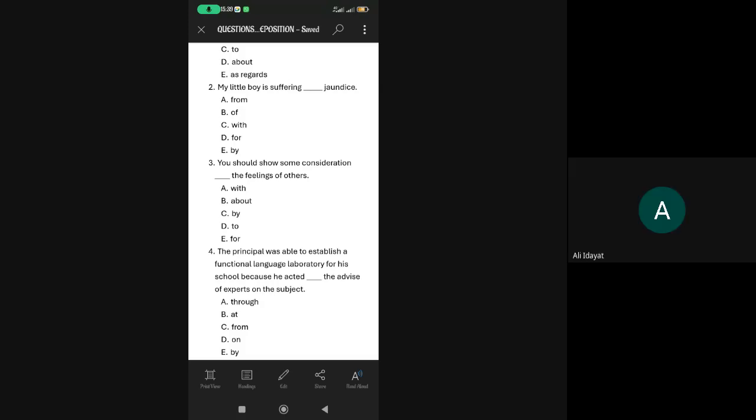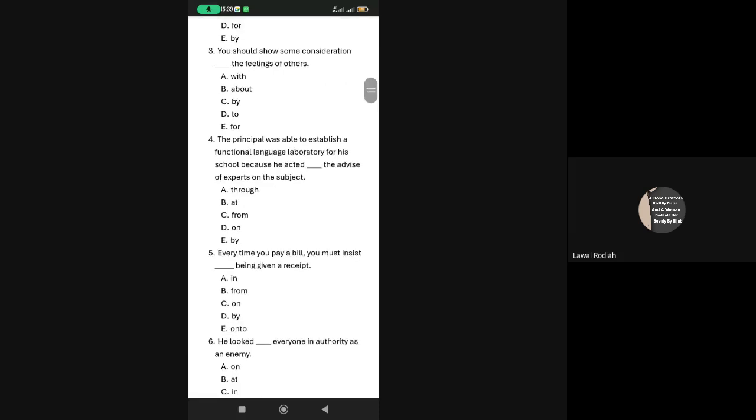Consideration for. Why is it consideration for? It is used for thoughtfulness or kindness to something. Good job. So when you say consideration for, it means thoughtfulness or kindness to something. So showing consideration for the feelings of others. That is, you should show thoughtfulness for the feelings of others. Okay, let's continue.